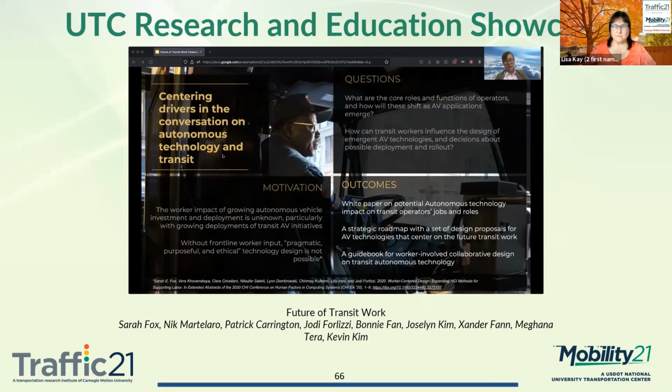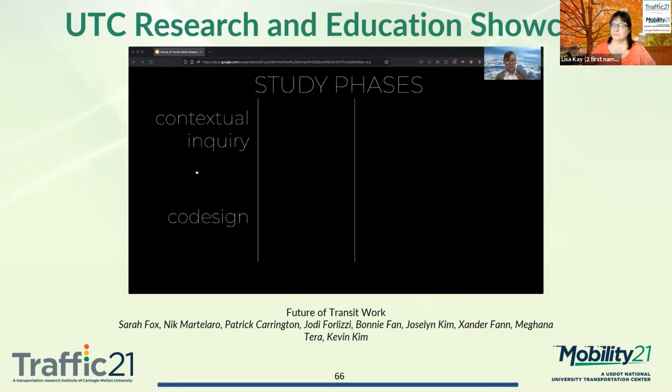The study will include two major phases. First, using methods of contextual inquiry, and then methods of co-design. We begin with a landscape analysis that provides a technology readiness assessment and case studies of AV transit deployments, basically a where are we now.